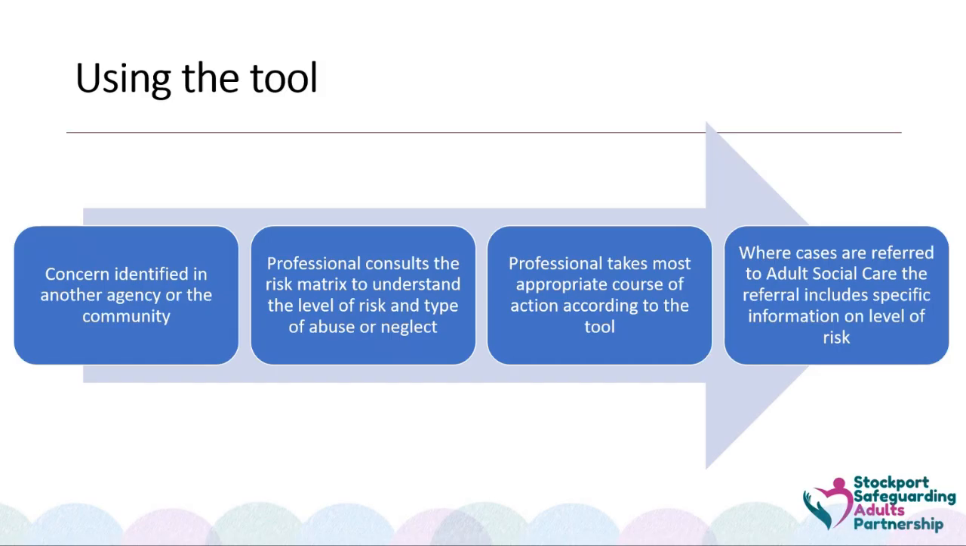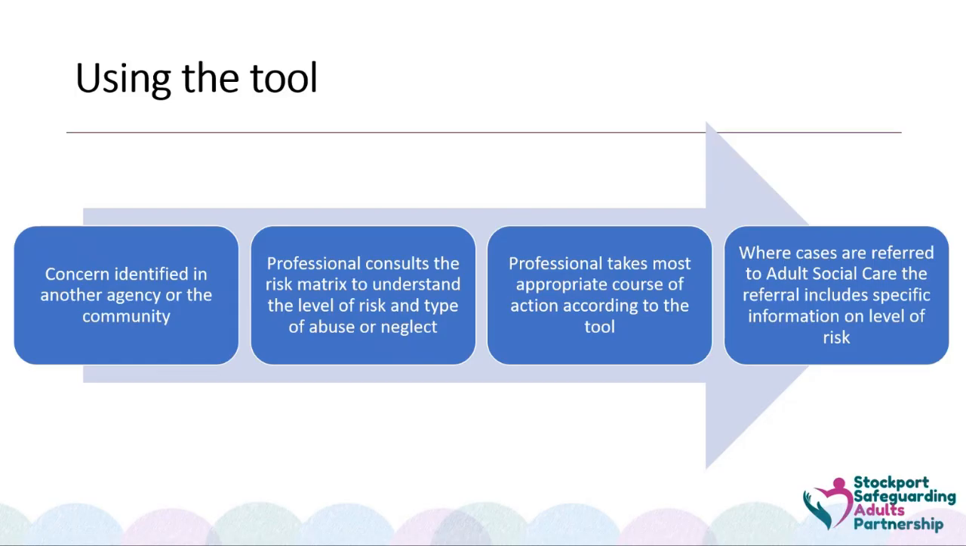So in terms of how we use this in practice, at the first sign of some sort of concern being identified within the community, within that work, that interaction with that person, or just as a one-off occurrence, we're starting to spot some of those signs and indicators of abuse or neglect that we've spoken about. To help you in deciding what actions to take from that point, you can consult the risk matrix and safeguarding thresholds tool to understand the level of risk and type of abuse or neglect that person is either currently experiencing or might be at risk of experiencing.